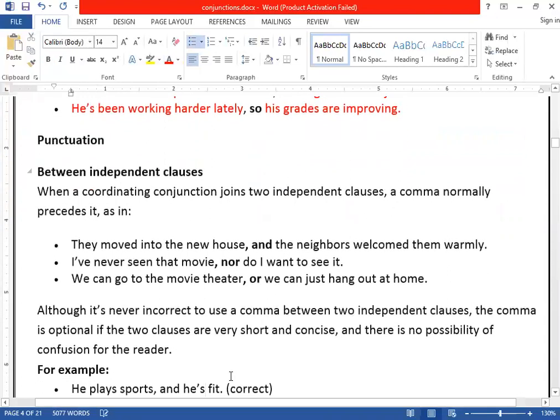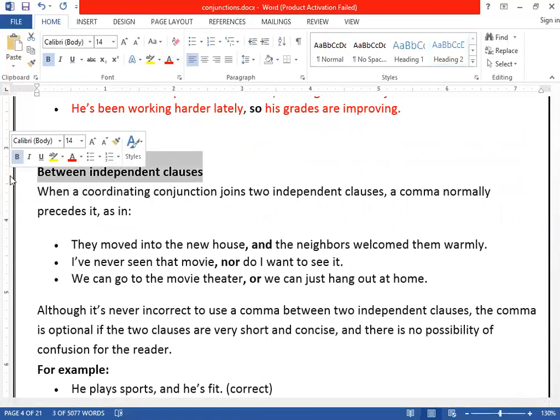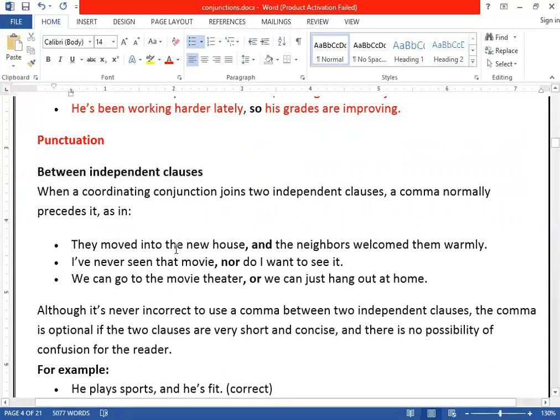How can we punctuate, clear? We want to talk about the punctuation of coordinating conjunctions, how we can punctuate them between independent clauses, since coordinating conjunctions are used to connect two independent clauses. Number one: when coordinating conjunctions join two independent clauses, normally a comma is needed. What do we use here?